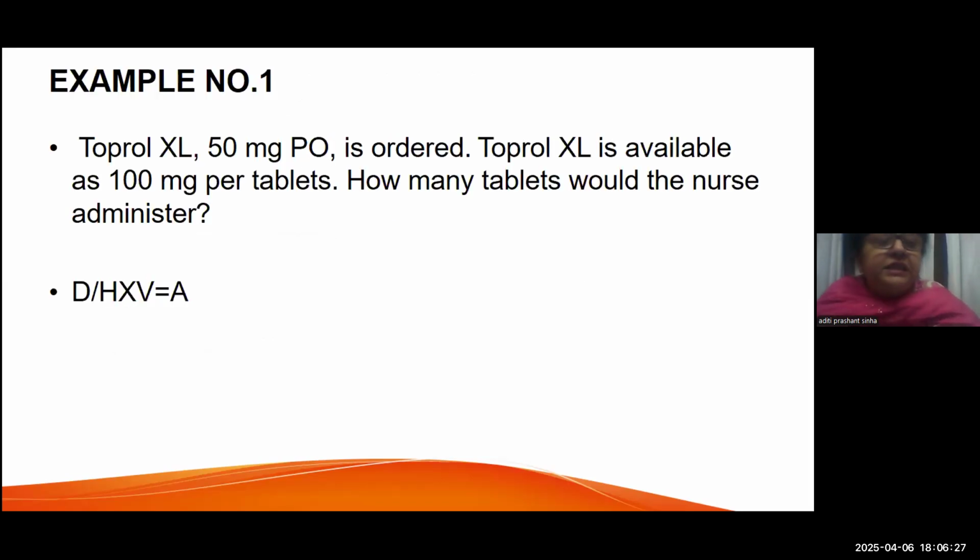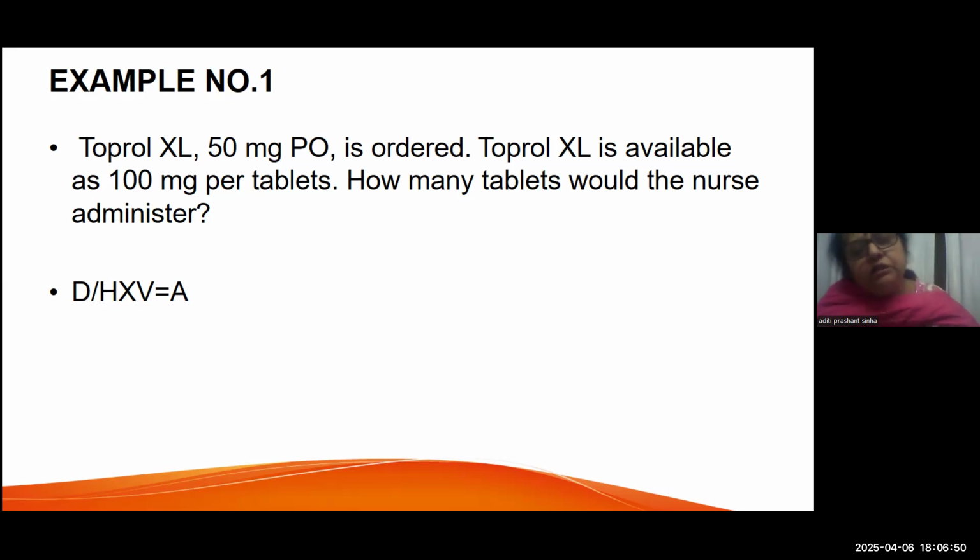So let us look at this example number 1, that we have Toprol XL, which is metoprolol, a beta blocker, antihypertensive. And I need to administer 50 mg per orally, which is ordered. And this drug is available as 100 mg per tablet. So how many tablets would the nurse administer?